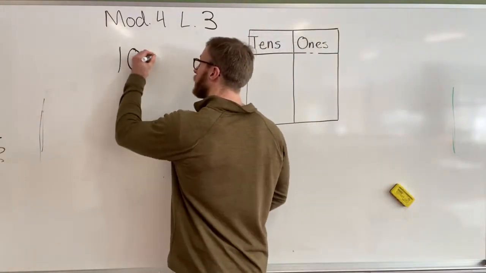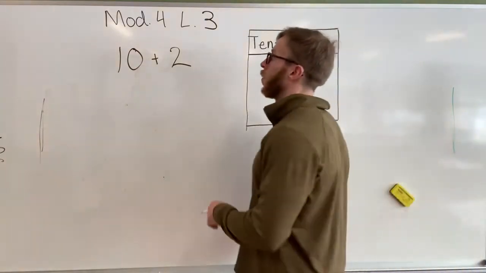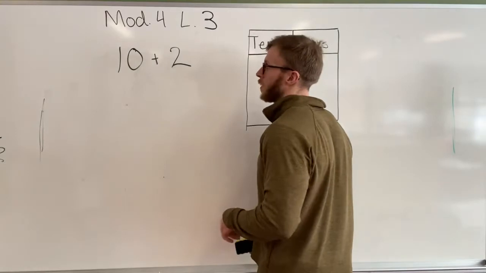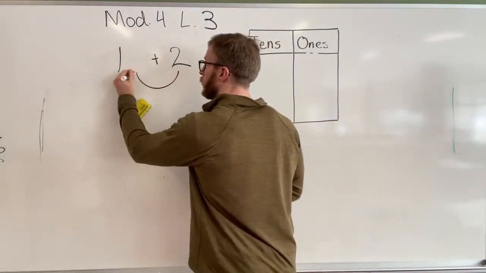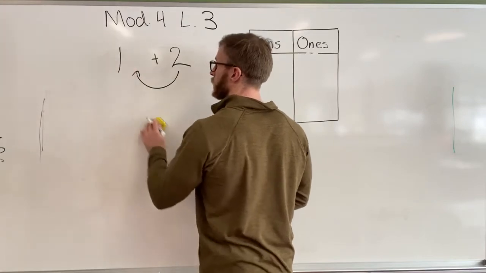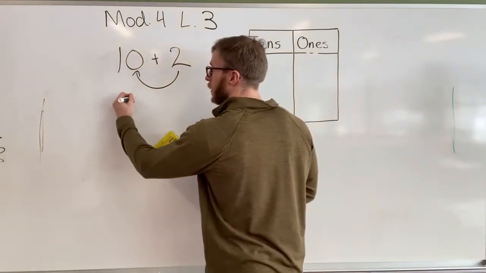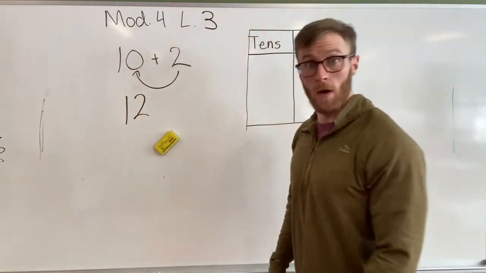So we have 10 plus 2. I'll do this first one for us, okay? What we're going to do is basically erase the 0 and move the 2 over. We're going to replace it: 1, and then instead of the 0, we have 2. So 10 plus 2 is 12, okay?